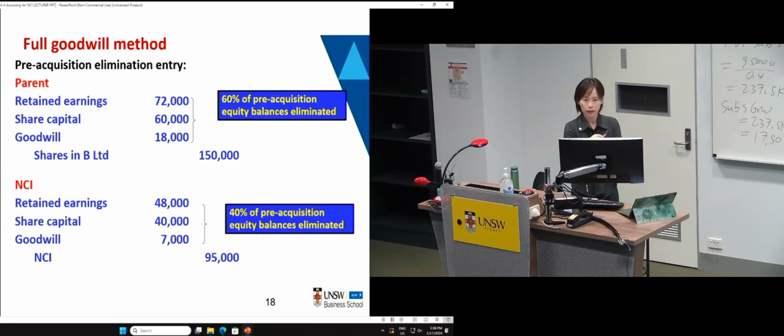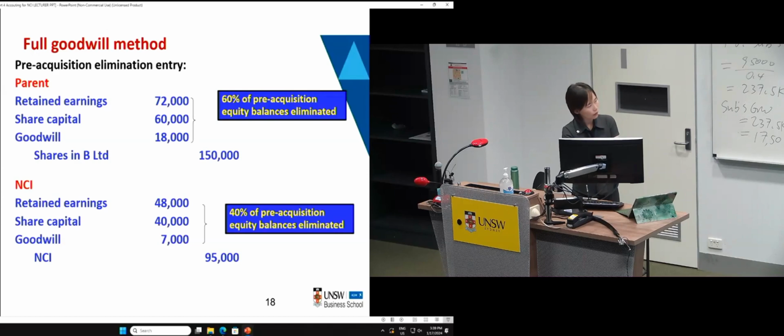For the NCI entry, it's about allocation. Now we allocate the subsidiary's pre-acquisition equity balance proportionally, which here is based on 40% to NCI. Because we are applying the full goodwill method here, we need to allocate goodwill to the NCI. So NCI receives a share of the subsidiary's goodwill, right? Based on the calculation, 7,000. So there should be a debit goodwill of 7,000 included in your NCI entry. This is to allocate the goodwill to the NCI party.